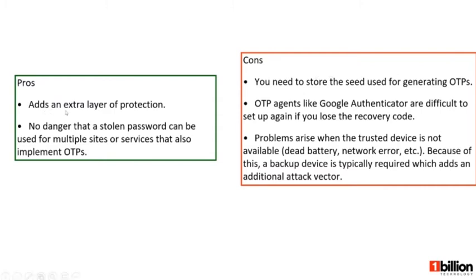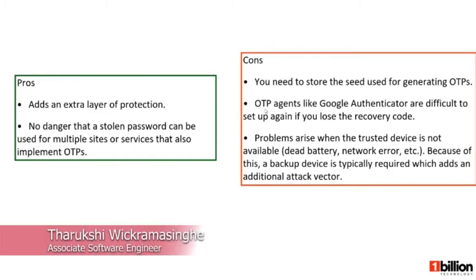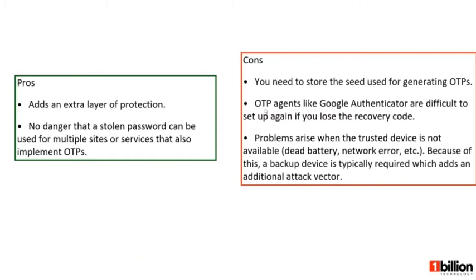Advantages are it adds an extra layer of protection. And when using OTPs, there's no danger that a stolen password can be used for multiple sites or services that also implement OTP. Let's discuss disadvantages. You need to store the seed used for generating OTP. And OTP agents like Google Authenticator are difficult to set up again if you lose the recovery code. And the last one is problems arise when the trusted device is not available, such as dead battery or network errors. Because of this, a backup device is typically required, which adds an additional attack vector.